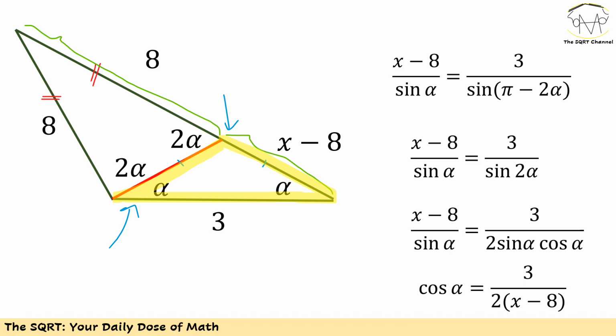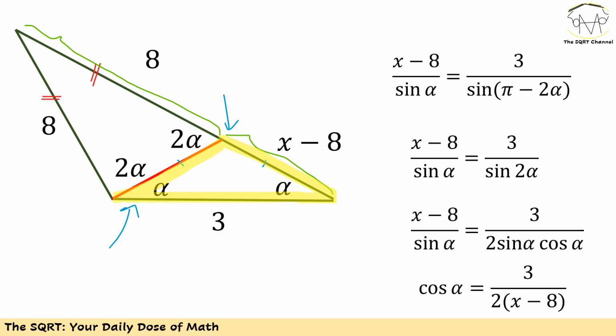Let's focus on this small triangle that we have. We have one angle alpha, and then the side in front of this angle is x minus 8. So we can write x minus 8 over sine of alpha equals 3 over sine of pi minus 2 alpha. Now sine of pi minus 2 alpha is basically sine of 2 alpha, and then we are going to replace sine of 2 alpha with 2 sine of alpha cosine of alpha.